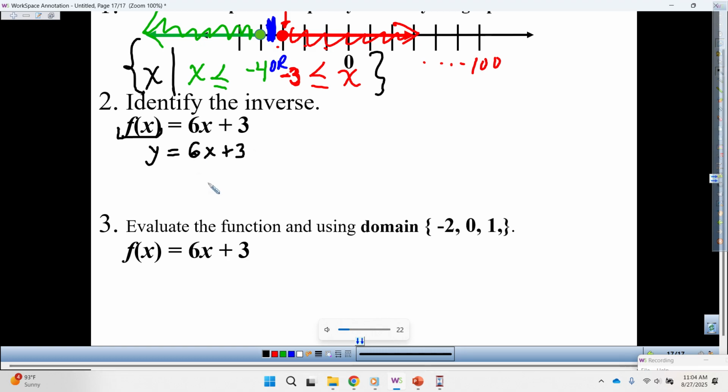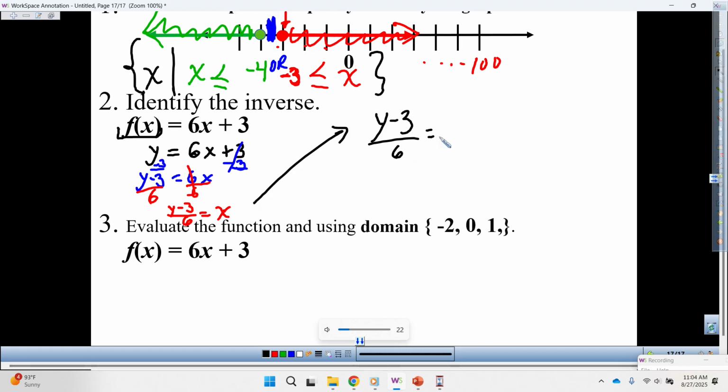From there, we need to solve for x. Is that correct? So therefore, what do we do? Using inverse operations, we subtract 3. That leaves us with y minus 3 equals 6x. Am I done? Nope. Divide by 6. We end up with y minus 3 over 6 equals x. Let me write that over here. y minus 3 over 6 equals x.